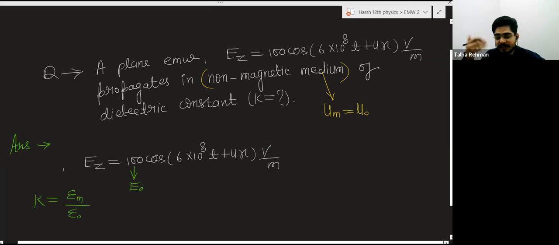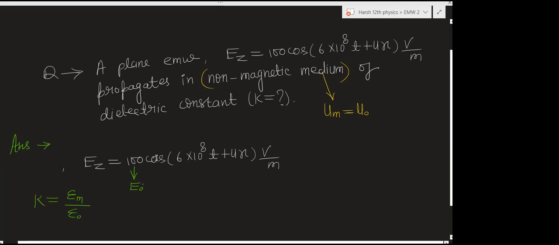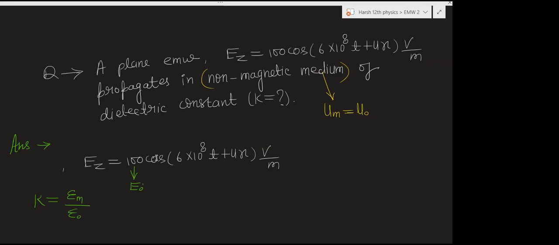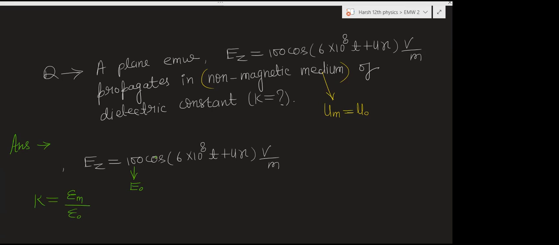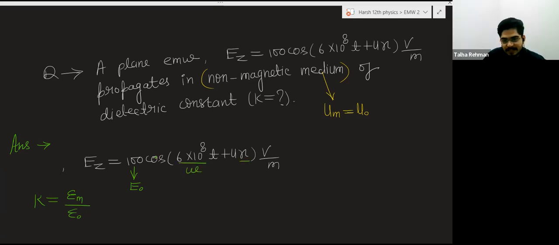I have told you, the equation can be changed. We can write the equation E is equal to E naught cos omega t, or E is equal to E naught sin omega t plus kx, or E is equal to E naught sin omega t minus kx. So with t there is omega, and with x there is k. Okay, so omega is this, k is this.